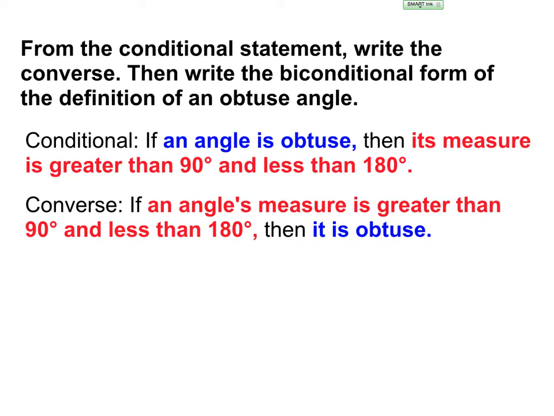Don't start with if. Start with an angle. Okay, what's the P part and what's the Q? The blue part is the P and the red part is Q. And I want you to make a biconditional statement. That's like P, if and only if, Q. Combining these two things.